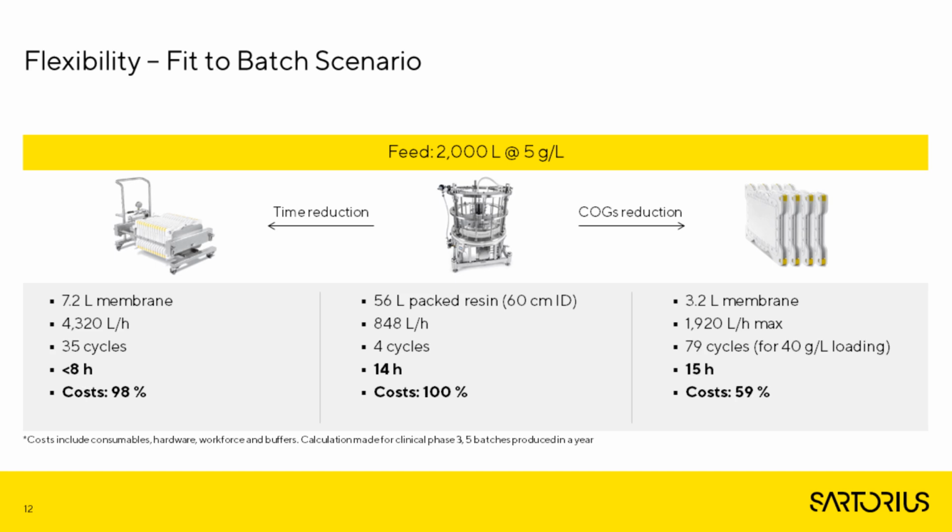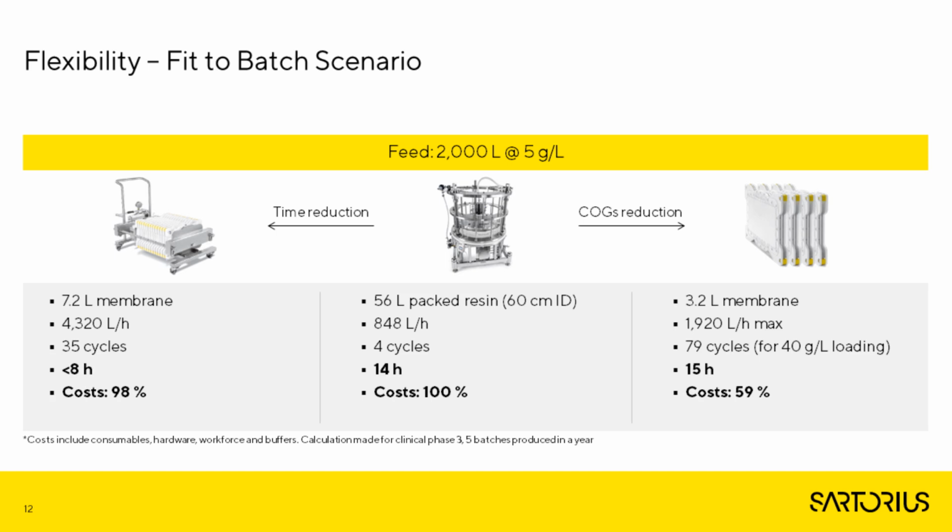How does it look when we do some number crunching? For example, a 2,000 liter fed batch at 5 grams per liter, purified with a standard protein A resin. Here we assume 56 liters of packed resin. You need a chrom system with roughly 850 liters per hour flow rate. This volume can be captured within 4 cycles, within 14 hours, and this is our 100% reference cost.